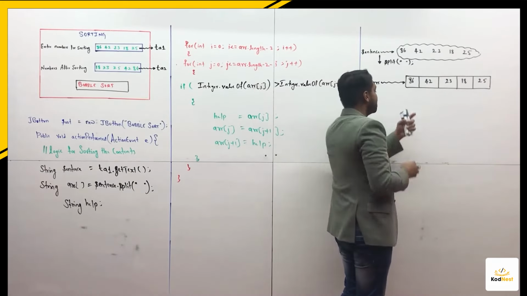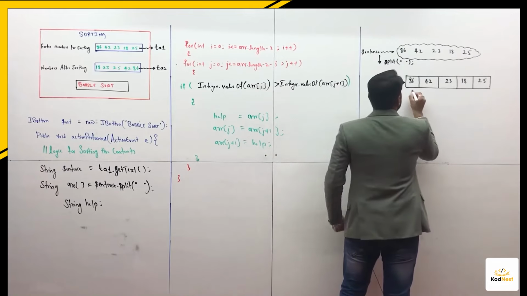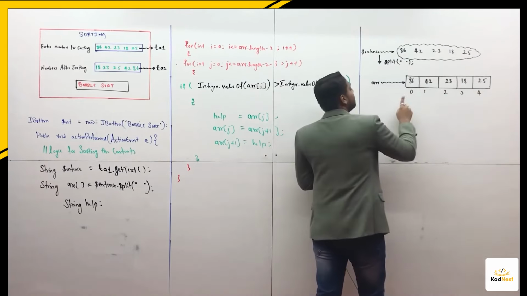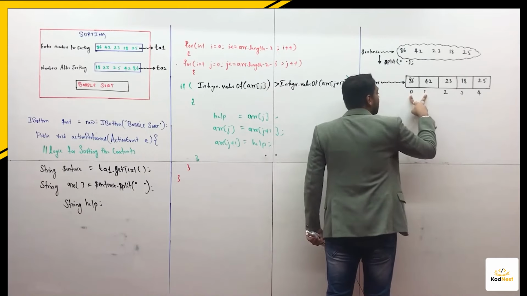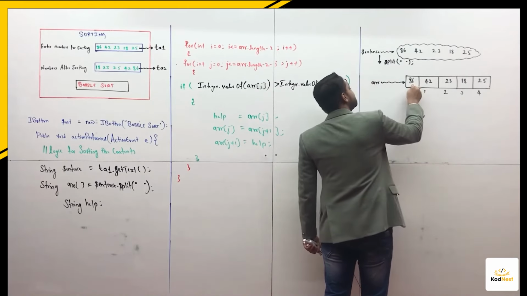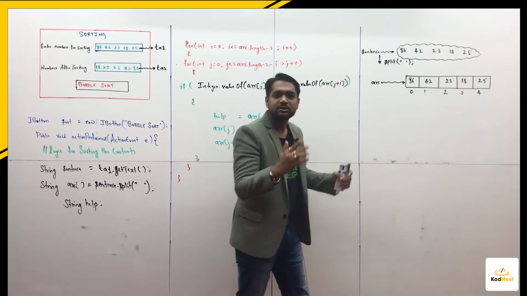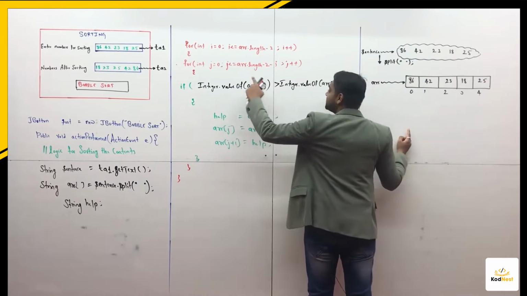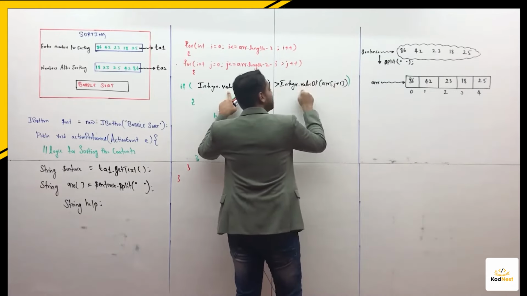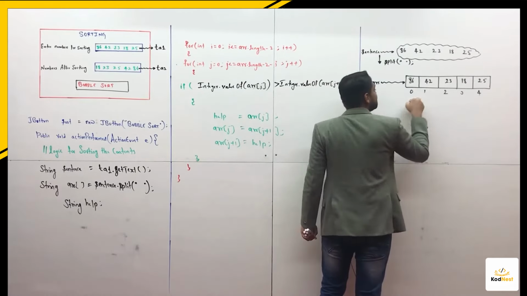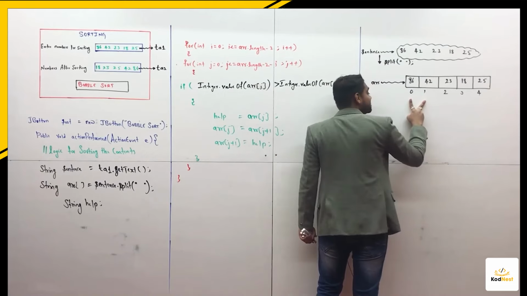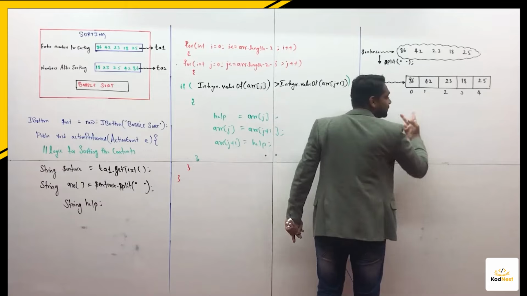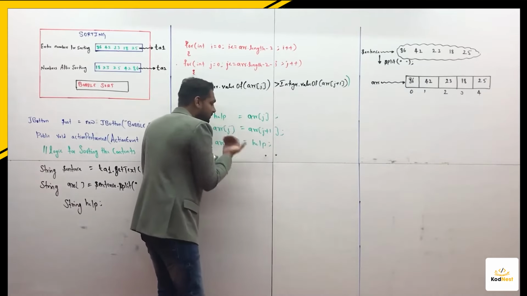Supposing this is index 0, 1, 2, 3, 4. If array of j is greater than array of j plus 1, how can you compare the 86 string with the 42 string? Not possible. Convert it to integer. After converting, 86 is converted to integer, 42 is converted to integer. Is the 86 integer greater than the 42 integer? Yes, it is greater. Then swap 86 and 42. That is what I am trying to tell.